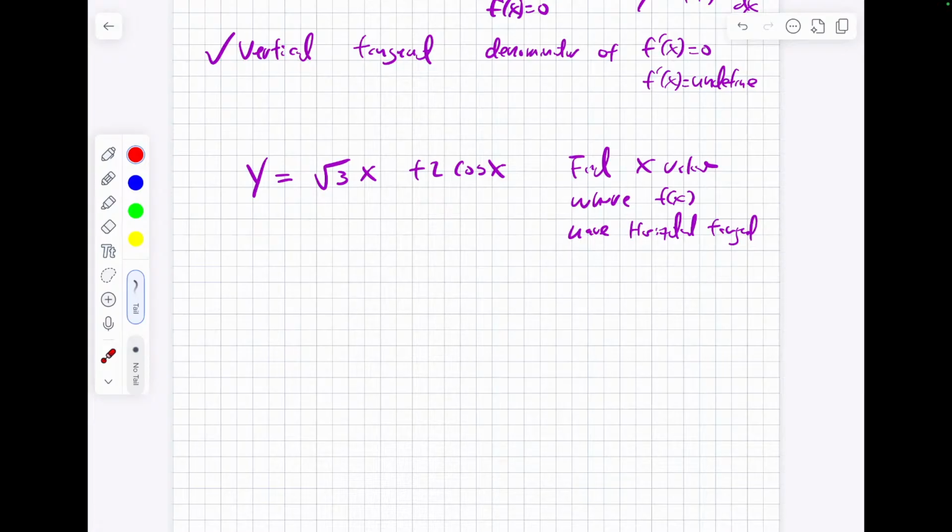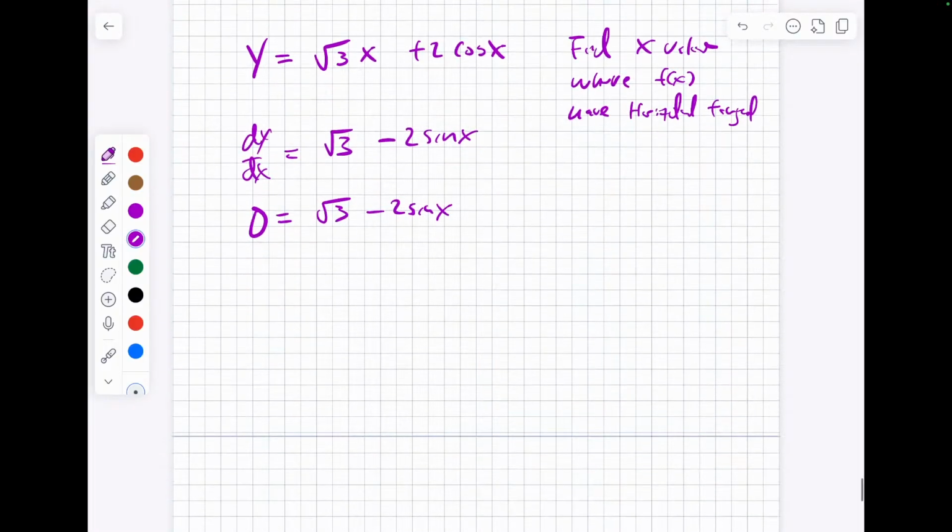So the derivative of y, dy dx, is equal to what's the derivative of square root 3x? Square root 3, because that's just the number in front. That's a slope. Remember, the derivative of 3x is 3, so the derivative of square root 3x is square root 3. What's the derivative of 2 cosine of x? Negative 2 sine of x, because we learned that the derivative of cosine of x is negative sine of x. We set them equal to 0.